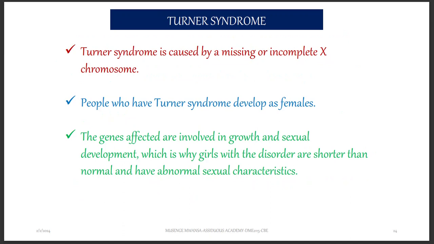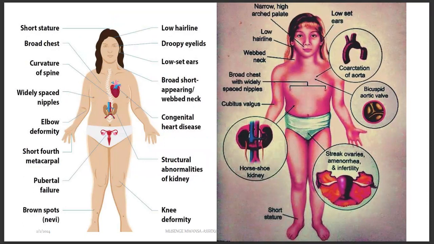Turner syndrome is caused by a missing or incomplete X chromosome. So instead of having XX for females, they only have one X. Okay. So the genes affected are involved in growth and sexual development, which is why girls with the disorder are shorter than normal and have abnormal sexual characteristics. So you can see this is how they're going to be able to look. Of course, congenital heart disease also there.